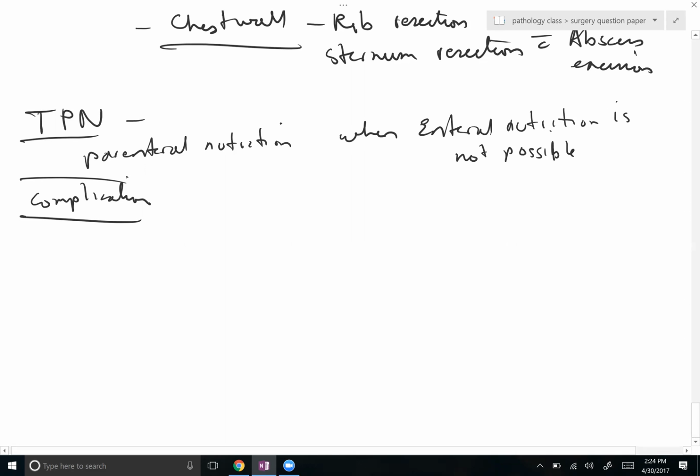The main thing that you have to remember is that we have a central venous catheter, and we call it venous access.